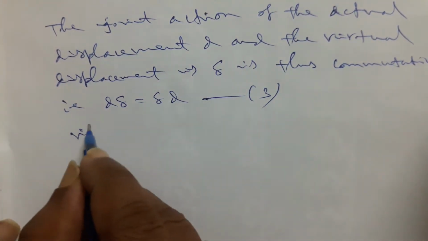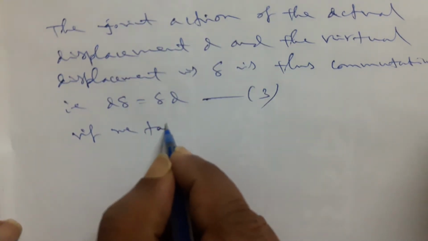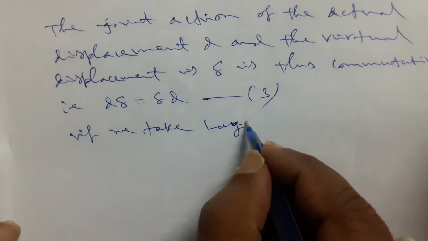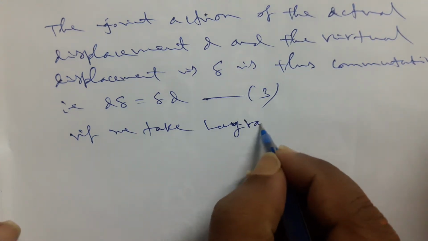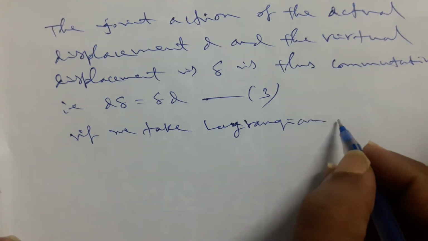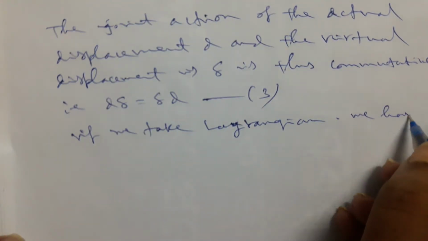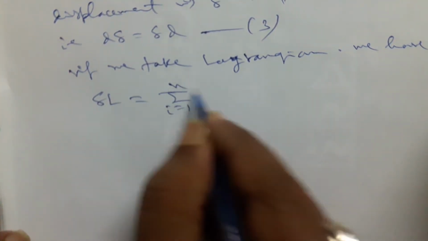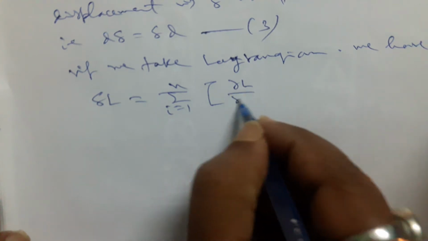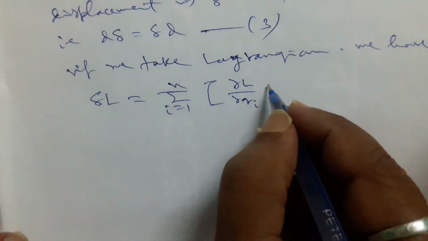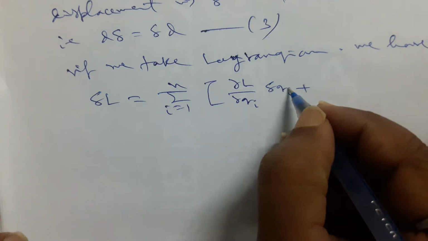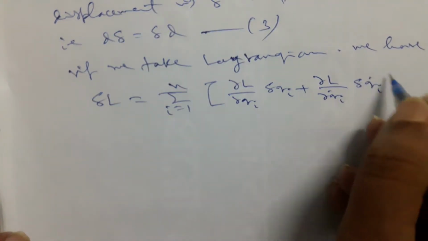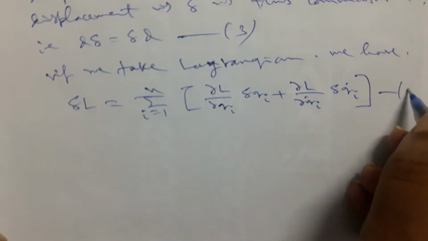Now if we take the Lagrangian, we have the virtual displacement of the Lagrangian, that will be the sum over i from 1 to n of del L/del qi del qi plus del L/del qi dot del qi dot, taking it as equation number 4.